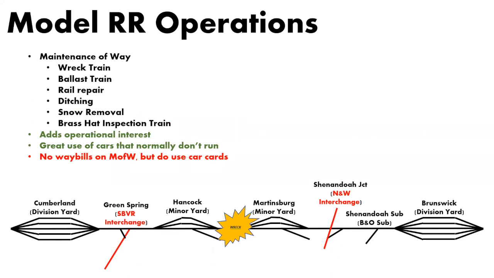And I believe this is my last slide. Maintenance of way. Be it a wreck train, a ballast train, rail repair, ditching, snow removal, even your classic brass hat inspection train, you know, with the nicest cars the company owns. All of those add great operational interest. It's a great way to use cars that aren't run a whole lot, get them out there.